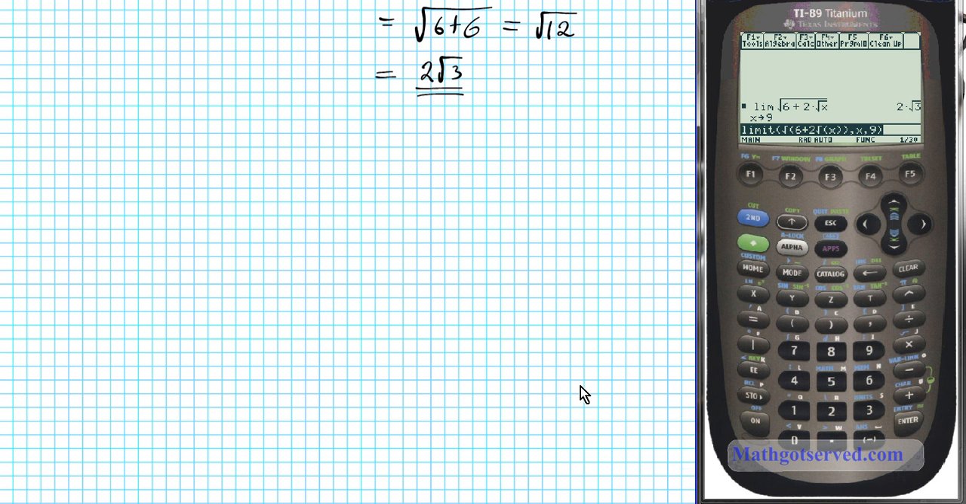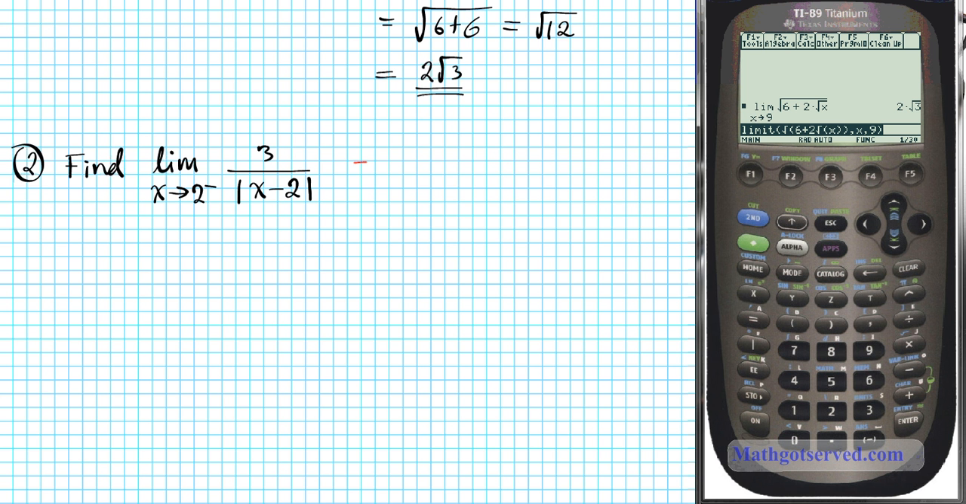Question number 2. What if we want to find the limit as x approaches 2 from the left of 3 divided by the absolute value of x minus 2? If we evaluate this limit by direct substitution, we're going to end up with an indeterminate form. Let's go ahead and do that for you so you just see.